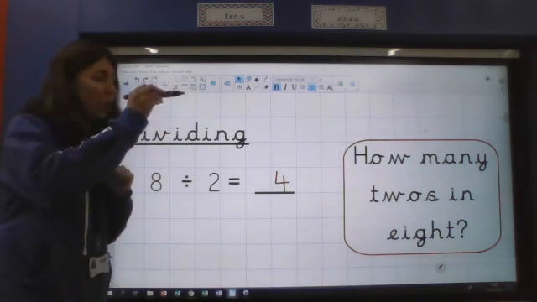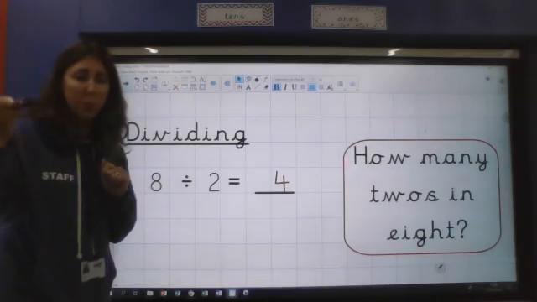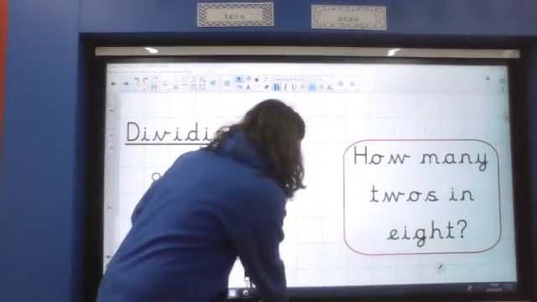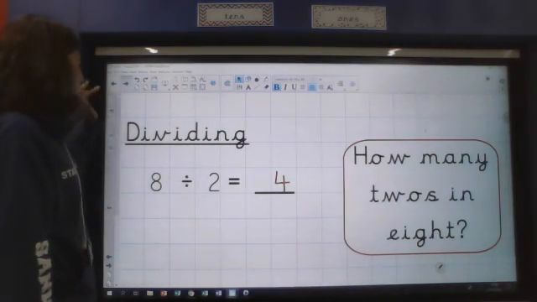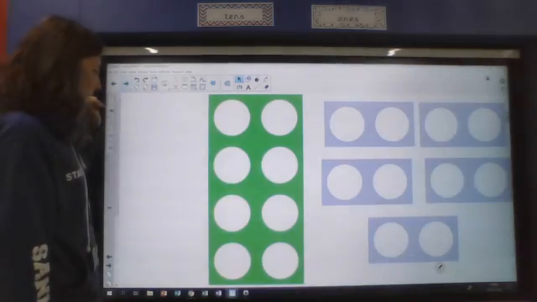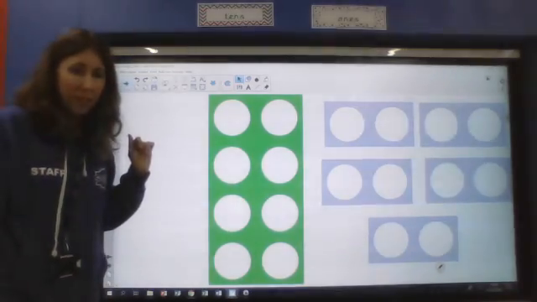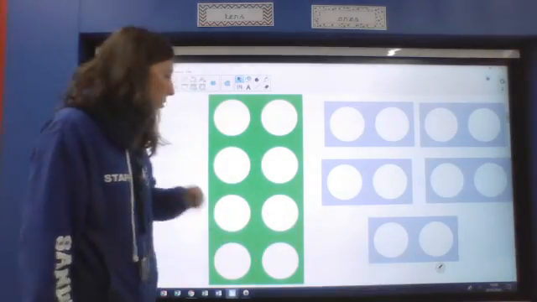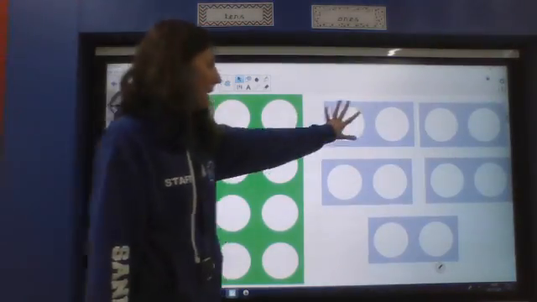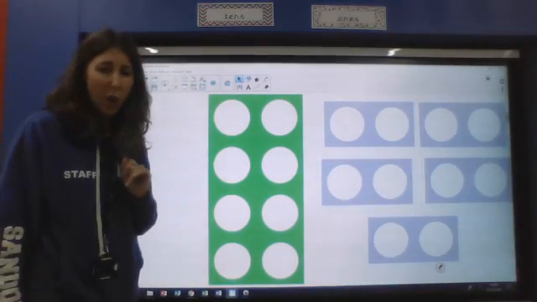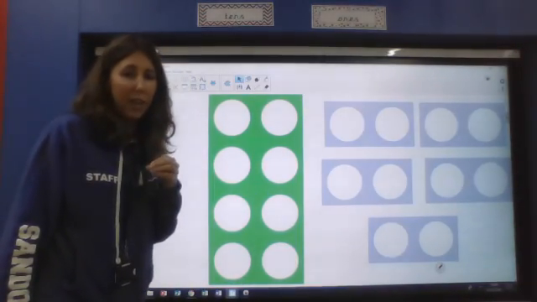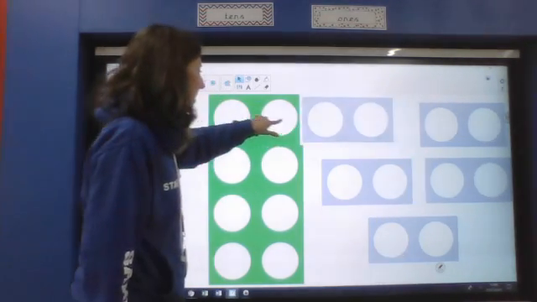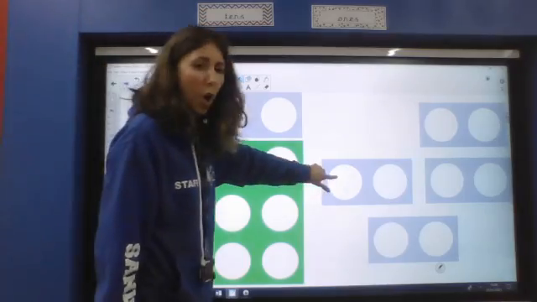And when we divided on our number line, we saw how many jumps we needed to get to a certain number. That's the same idea. How many 2's in 8? Okay, what I've got here is something called Numicon. You might have used Numicon in school before. I've got a green Numicon with 8 circles to show the number 8. And then I've got some 2's, and this just shows you what we mean when we're thinking about how many 2's in a number. So here's 8. I'm going to see how many 2's fit onto my 8.